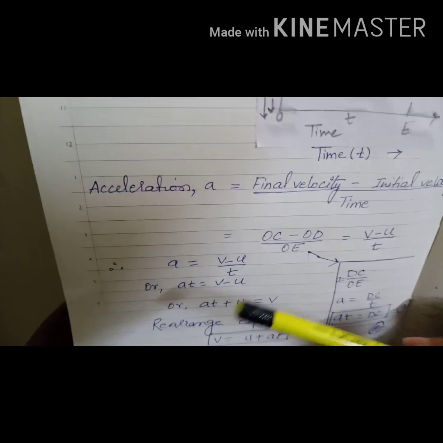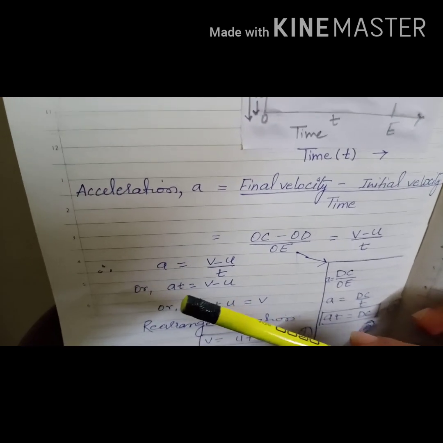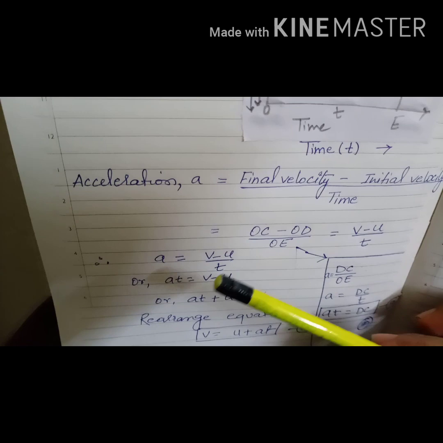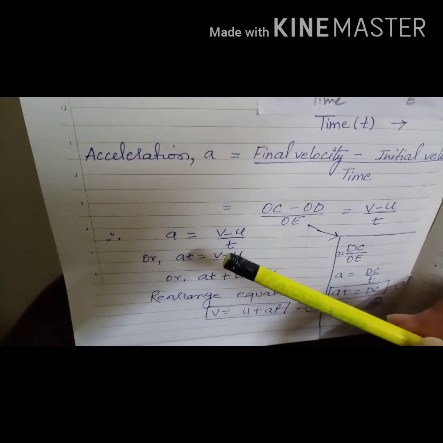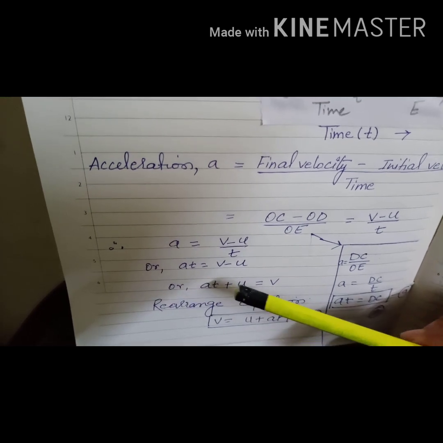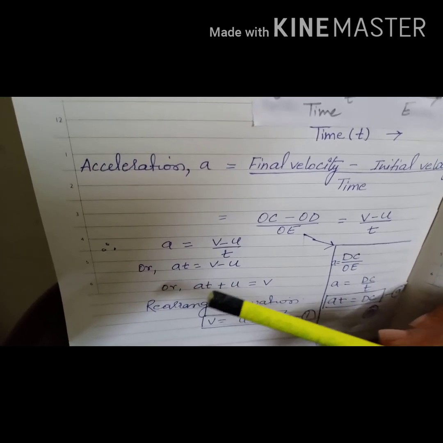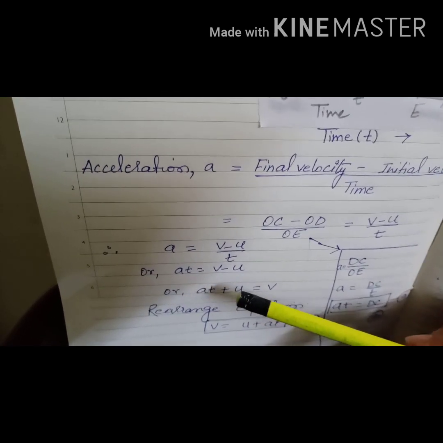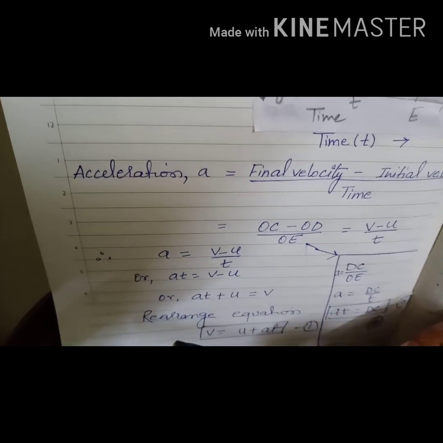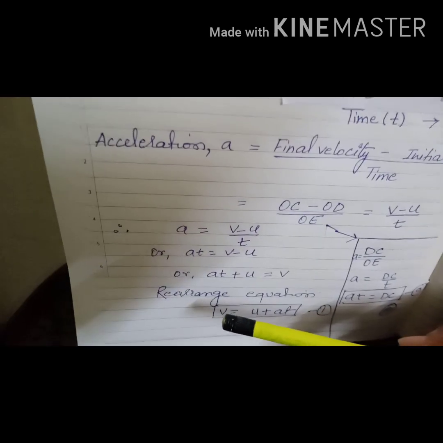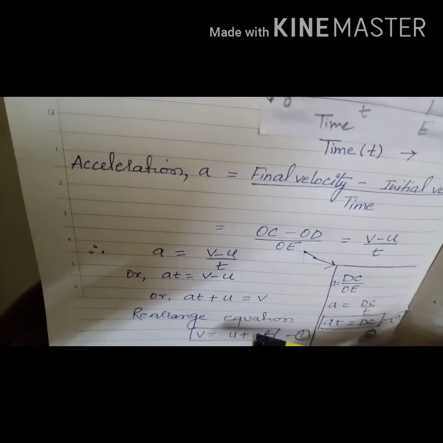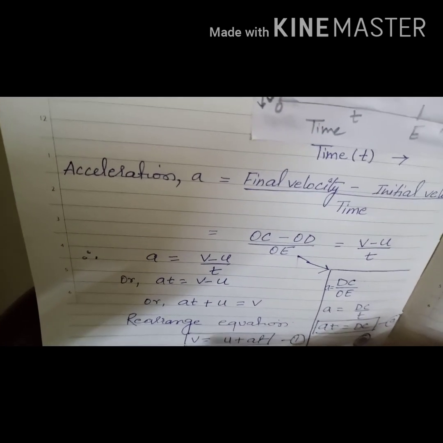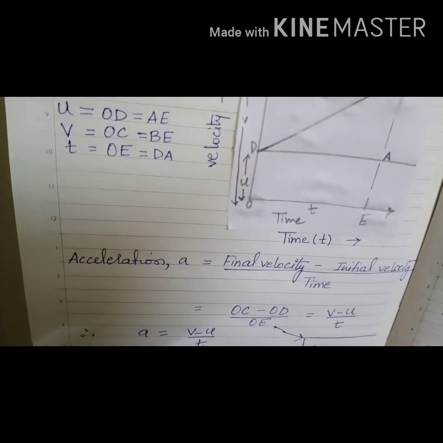Cross multiplying, T will go to the other side in multiplication. AT equals V minus U. If you let U go to the other side, it will change its sign, that is plus U. So it becomes AT plus U equals V. Now rearrange the equation and you will get V equals U plus AT. So that is equation number 1, the first equation of motion. I hope you have understood.